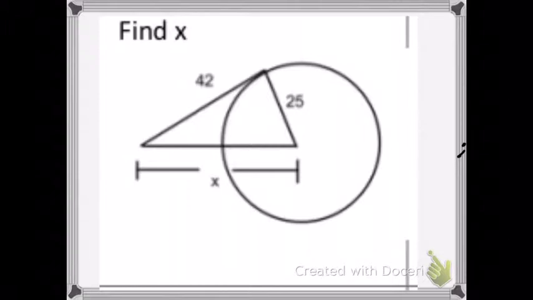Problem, we need to find x in these two figures. Now, to find this missing side, it's best if we use the Pythagorean theorem. And as we know, that formula is a squared plus b squared equals c squared. So now let's plug in the corresponding values.